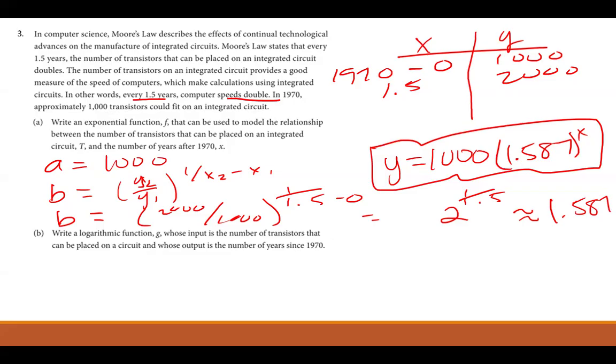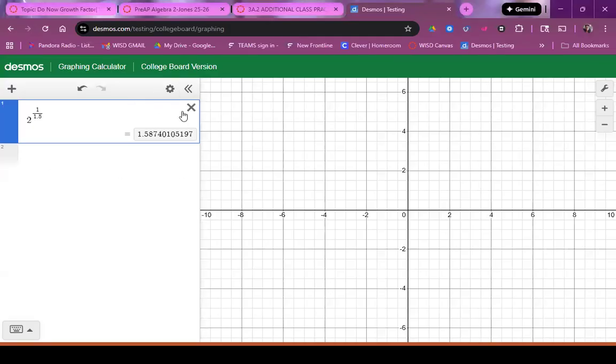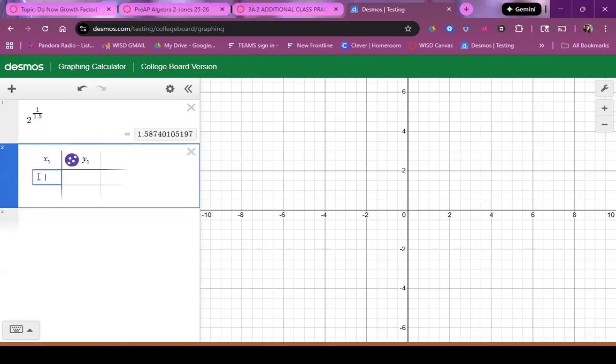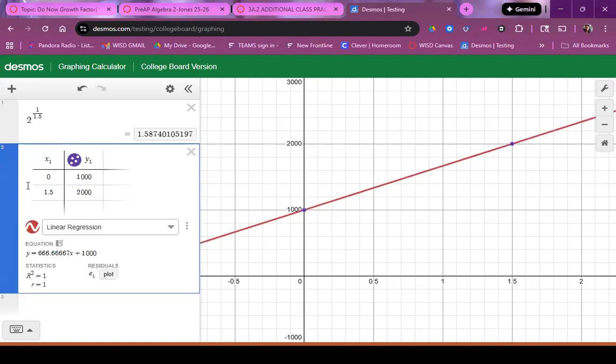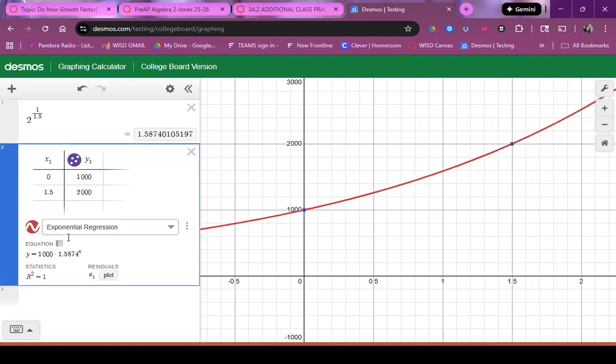Let's do a quick refresher of the exponential model. In order to do an exponential model, you have to have a table. So I've made a regression model. So I have a table, and I'm going to put in my values. We have 0, 1,000, we have 1.5, and we have 2,000. Bam, there she goes. I'm going to run the regression, and I need an exponential model.